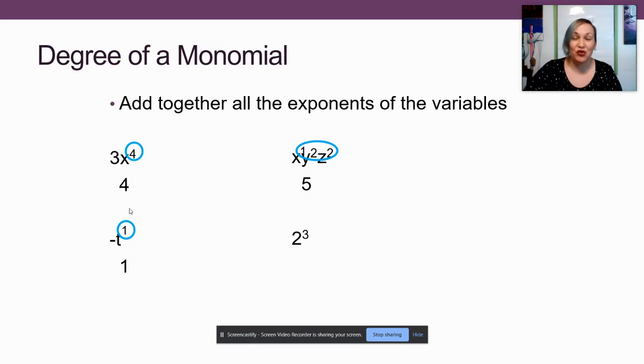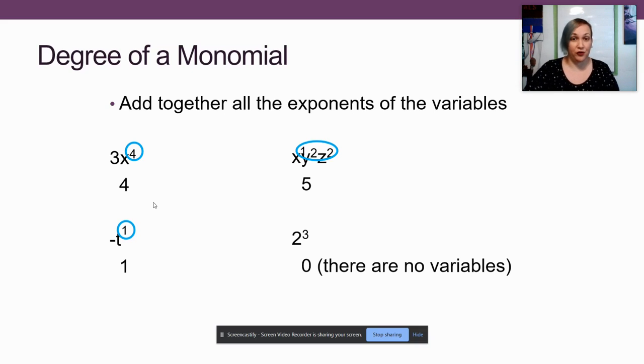Finally, here's an example with no variables. Very specifically, a degree is the exponent on a variable. Since there are no variables in this problem, the degree is 0. We don't take the exponent off of the constant, the number. It has to be off of a variable. So when there are no variables, you say the degree is 0.